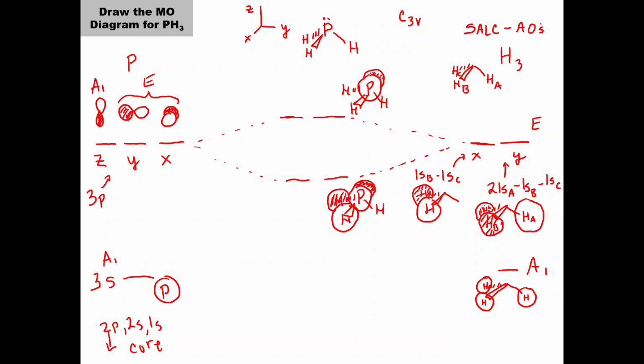Remember early on in the class when I said you got to be really good at drawing? So here, this front hydrogen now is shaded, and then the back hydrogen is not. And so that's antibonding for the PH bond. So the PHB antibonding and the PHC antibonding.